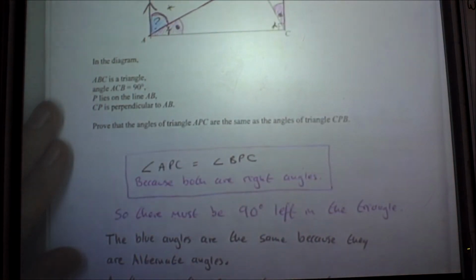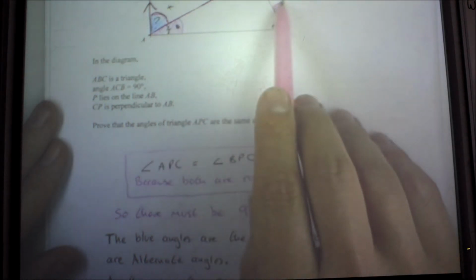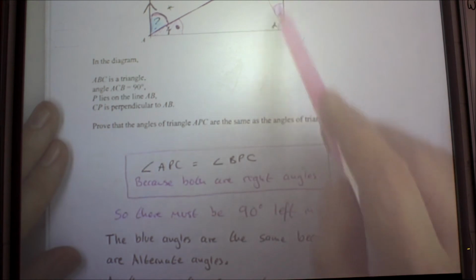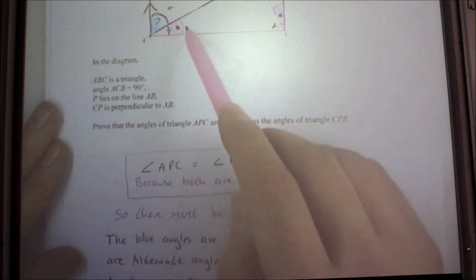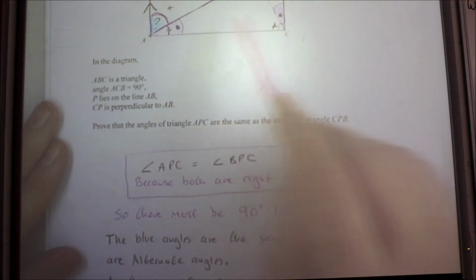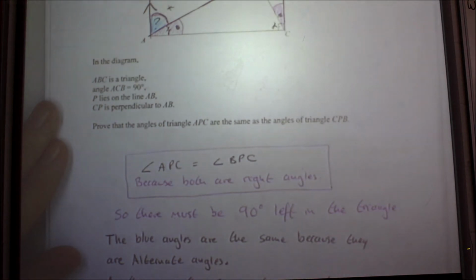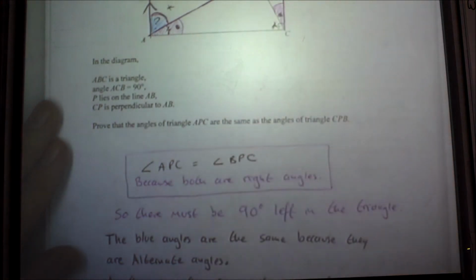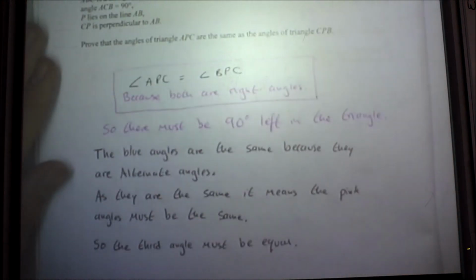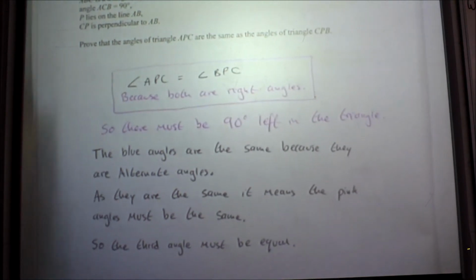As they are the same, it must mean that these pink ones here are the same, because this here will add up to 90, and that will add up to 90. So the blue ones are the same, that and that must be exactly the same. So if you've got the right angle the same, the pink angles are the same, that means the third angle in there also must be equal, because it adds up to 180.